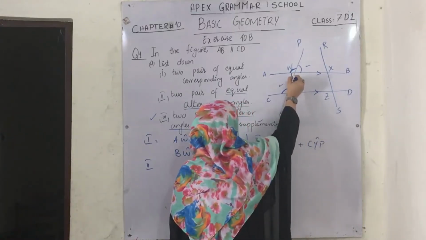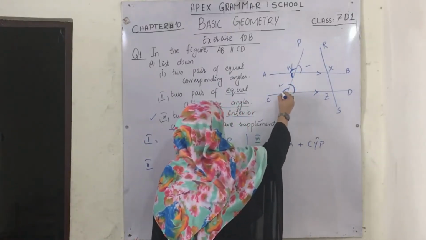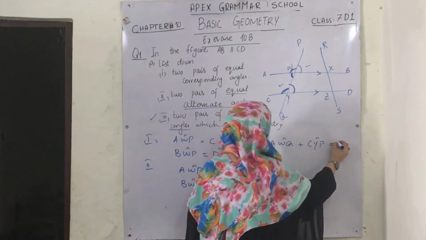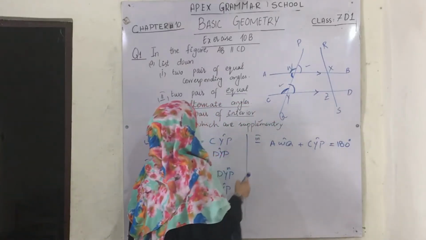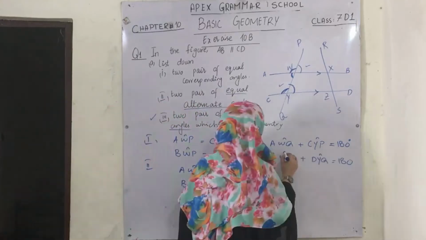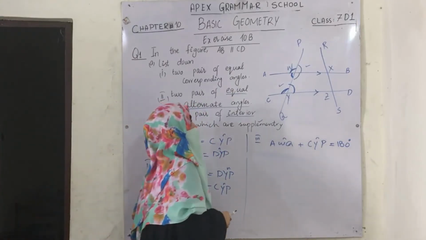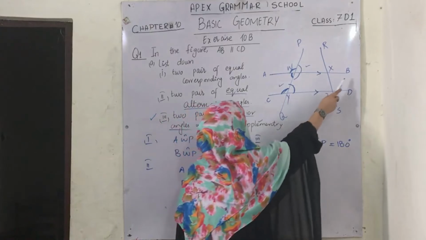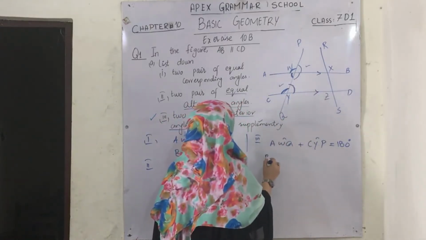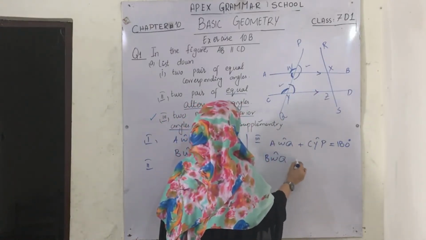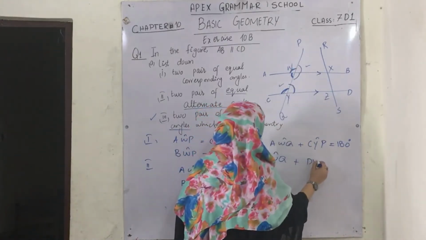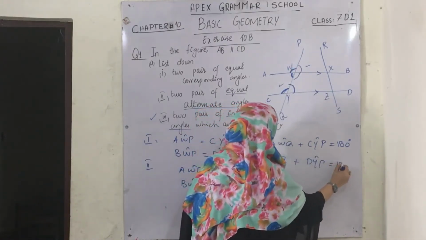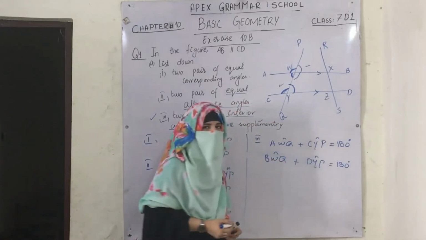So these two angles and these two are supplementary. These are interior angles, so they will add up to make 180 degrees. This is the first pair. We have to find two pairs. The second pair, which is interior, is BWQ. BWQ is supplementary to DYP. These two angles are interior, so hence they are supplementary.